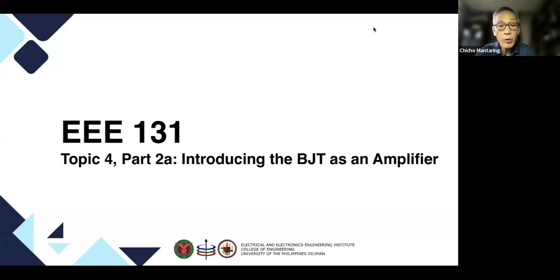Okay, so today I'm going to continue what we started discussing last Thursday. This is part 2A of the module on BJTs as amplifiers. So this is really introducing the BJT as an amplifier.